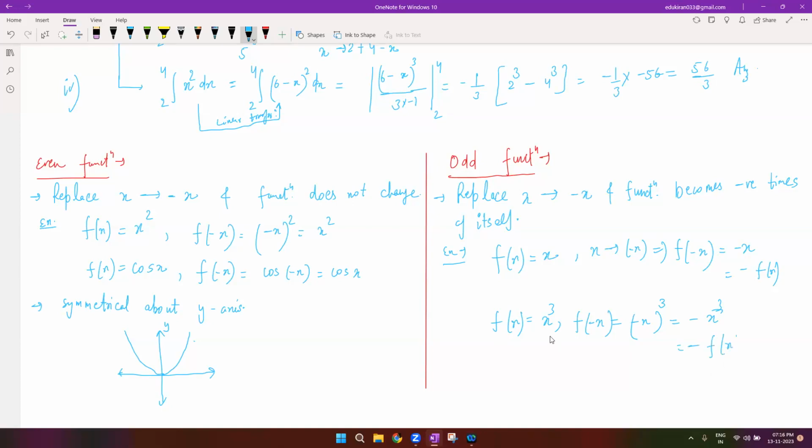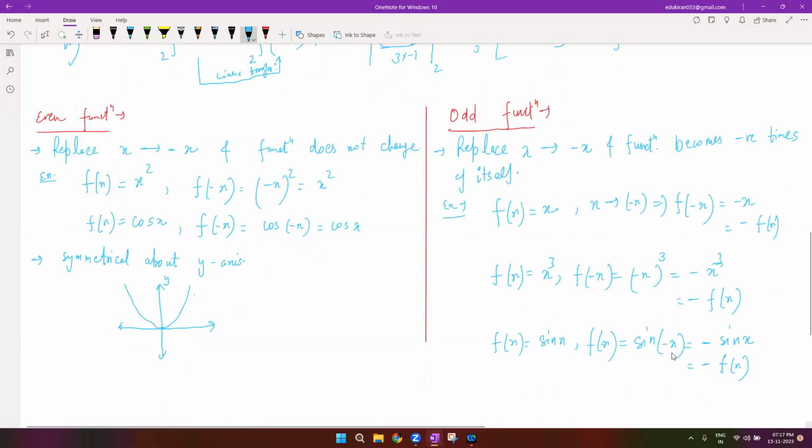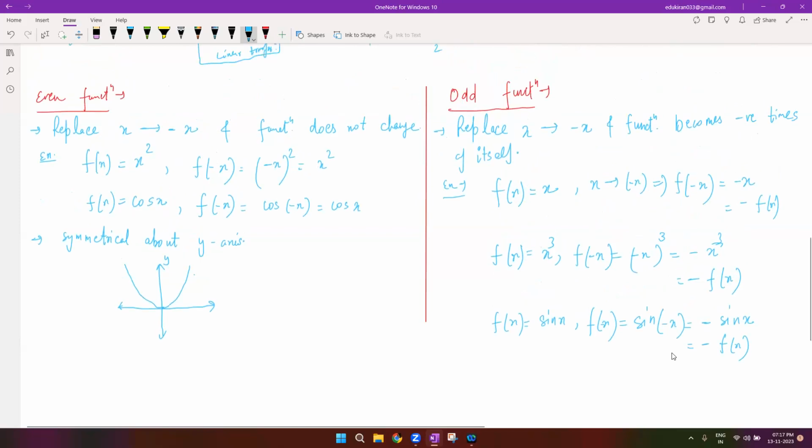So you can see in all these cases, one more example, sin x, tan x. All of these are known as odd functions because they become negative times of itself when you replace x with minus x. All such functions are odd functions.